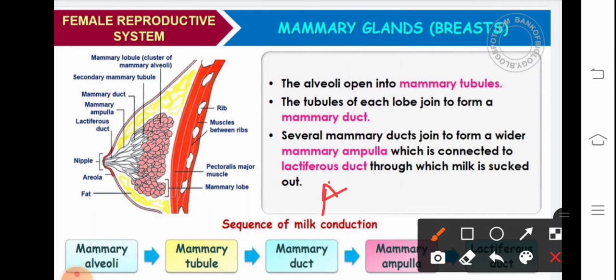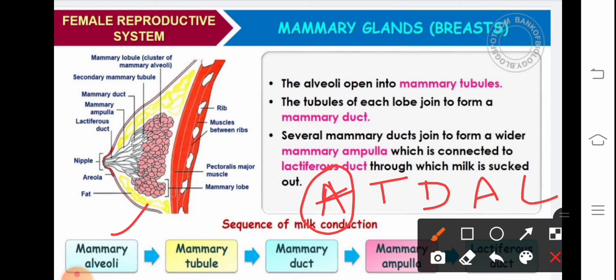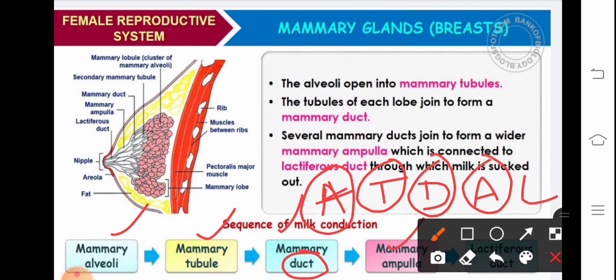Okay, this is just a trick to remember, that's it. You can use your own trick. A refers to alveoli, T refers to tubules: alveoli open into mammary tubules, right? Mammary tubules open into the mammary duct, D refers to mammary duct. The mammary duct opens into the mammary ampulla, and then it opens into the lactiferous duct.